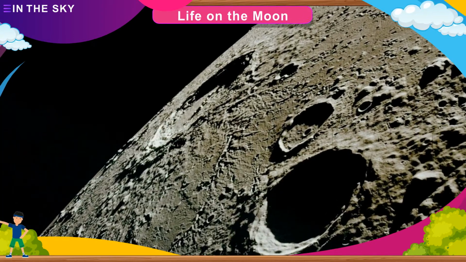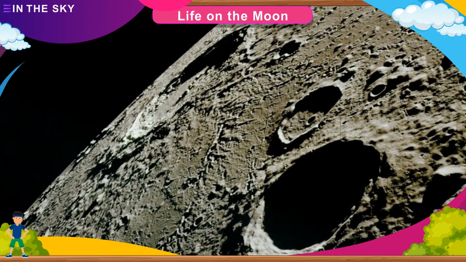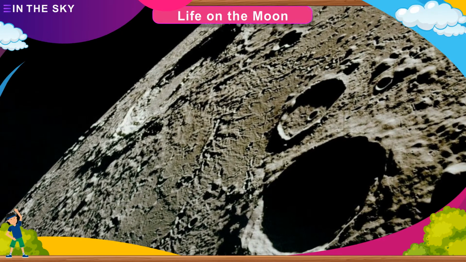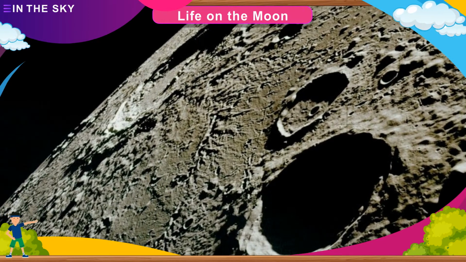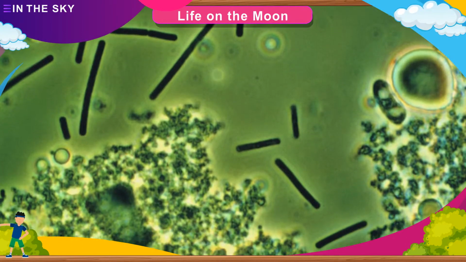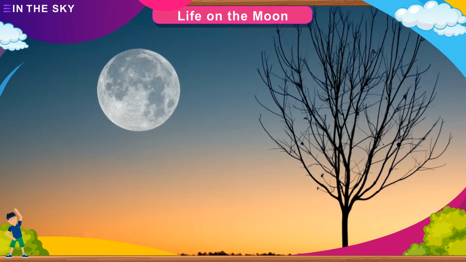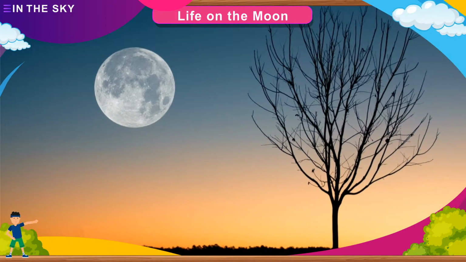Life on the moon. The moon is covered with craters of different sizes. There are dark patches also. There is no air and water on the surface of the moon. We know that living things need air and water to live. So, there is no life on the moon.